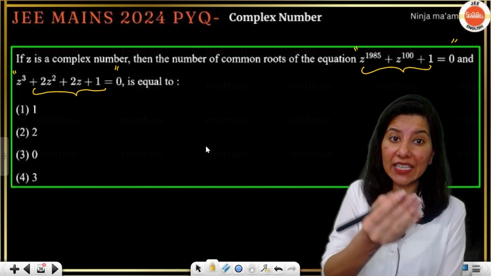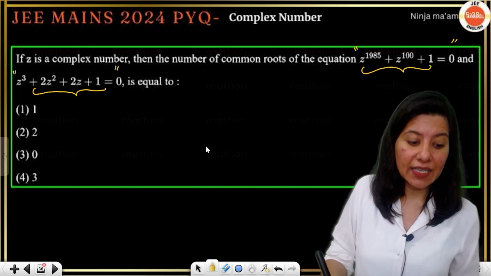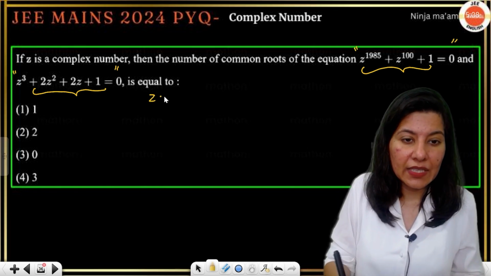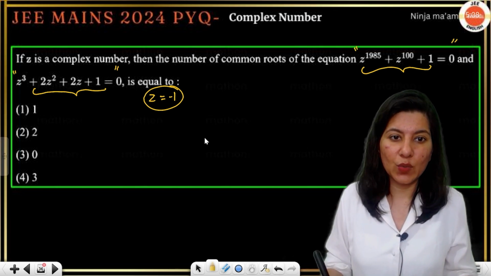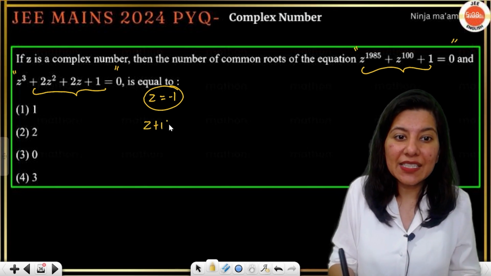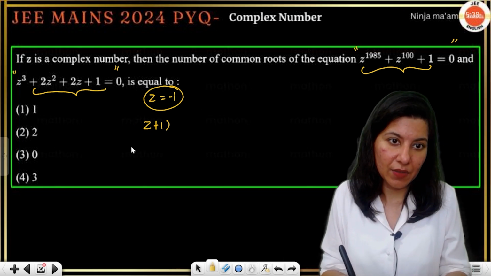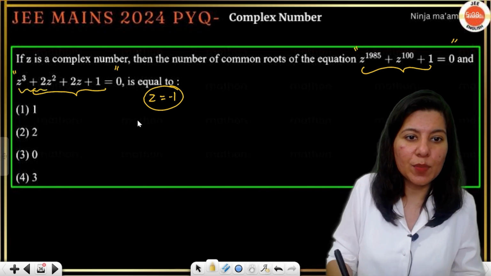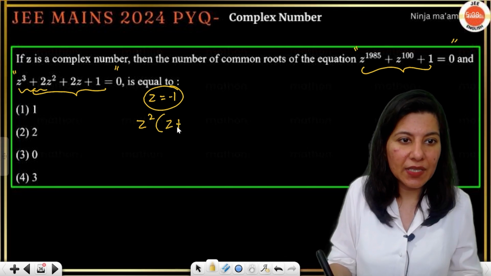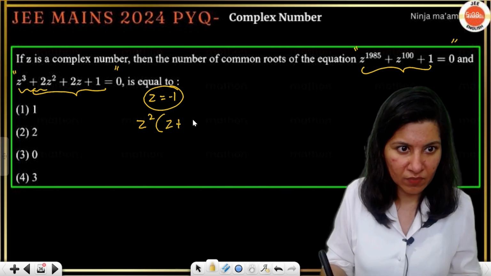In fact, I can clearly see that z equals to -1 is satisfying over here. Okay, that means z plus 1 is a factor, right? Hold on. Let's do one thing. Let's take z square common from here. You will get z plus 2.